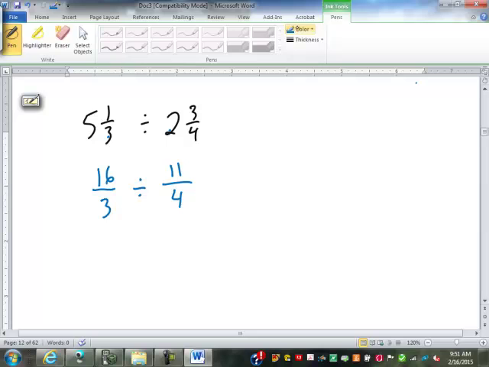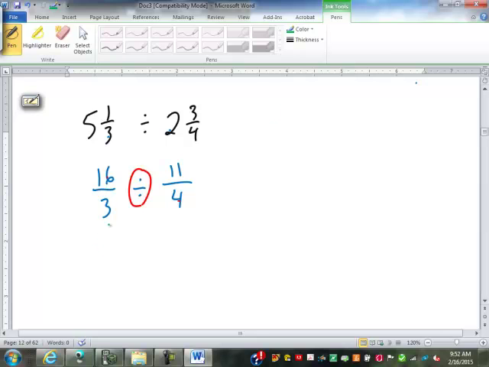11/4. Good. Now, it would be really tempting here to cross cancel the 16 and the 4. Why can't we do it? Yeah, right now it's division, it's not multiplication. We can only cross cancel in multiplication. Now we're going to make this multiplication in our next step.